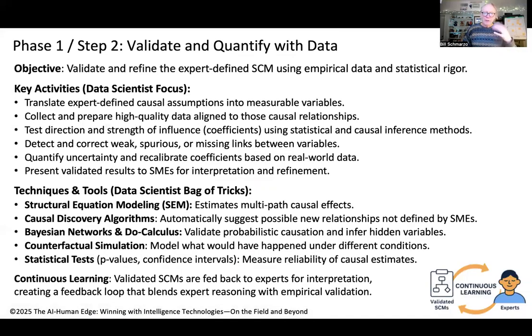Now in step 2 of the first phase is when we bring in the data scientists, right? They help us translate the expert defined causal assumption to actual measurable variables, right? They go through the collection, the testing, refining, and then they're using a whole bunch of different kinds of tools and tricks and techniques. Some of these, to be honest, are kind of new to me, right? Do calculus, counterfactual simulation, structural equation modeling. These are some new tools that as a data scientist, I'm not familiar with. And so I've had to put myself on kind of a crash course with some help from my friends to understand what do these tools do and why are they so important?